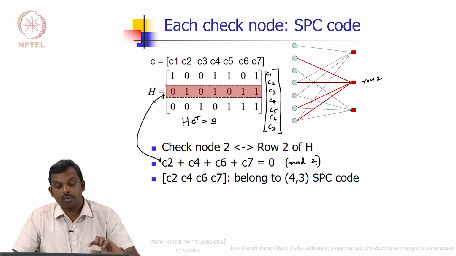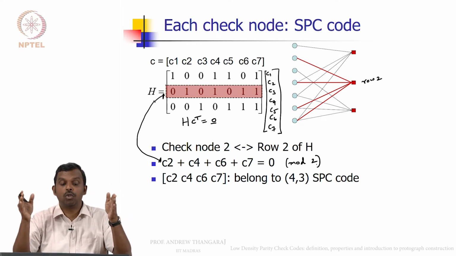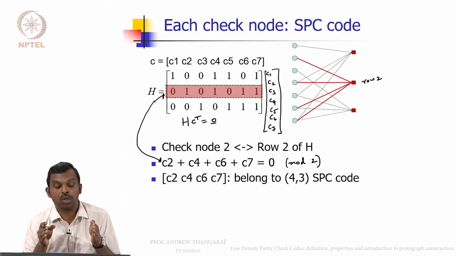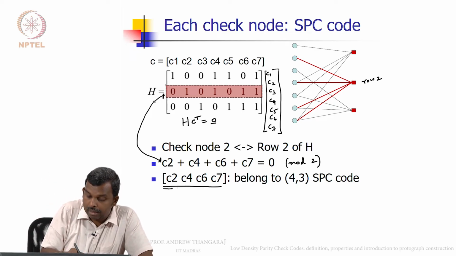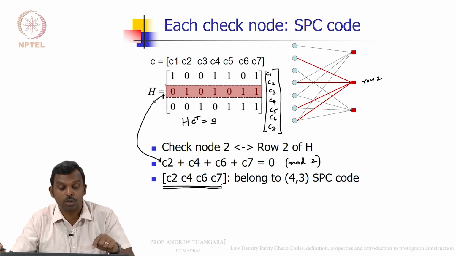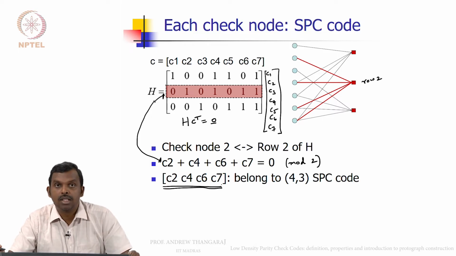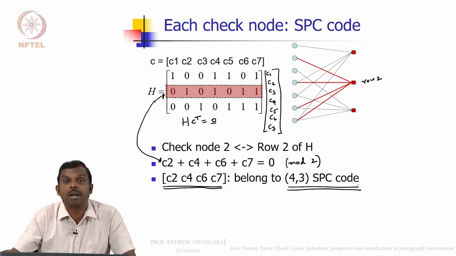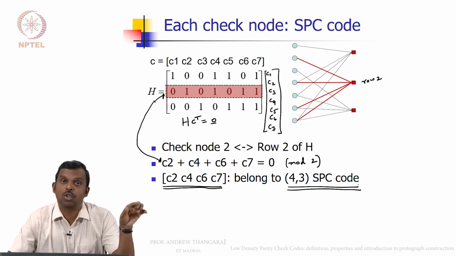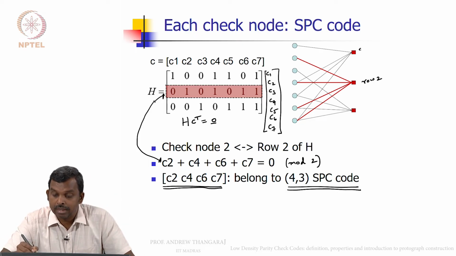Another way of viewing this is that instead of looking at the whole code word of length 7, you look at only these 4 bits: C2, C4, C6 and C7. What is the condition on those 4 bits imposed by the second row? It says that these 4 bits have to XOR to 0, in other words, these 4 bits C2, C4, C6 and C7 belong to the 4,3 SPC code, the single parity check code. These 4 bits have to XOR to 0. So, each of these check nodes is an SPC code.